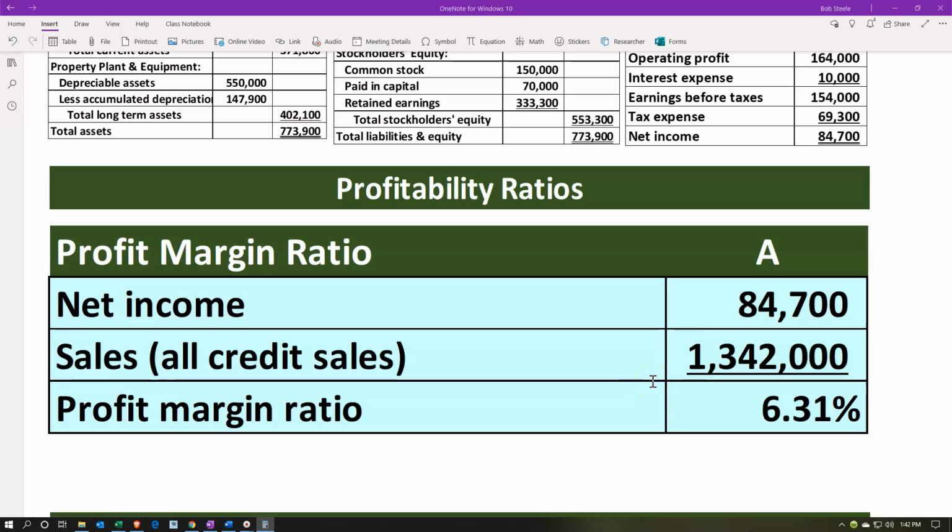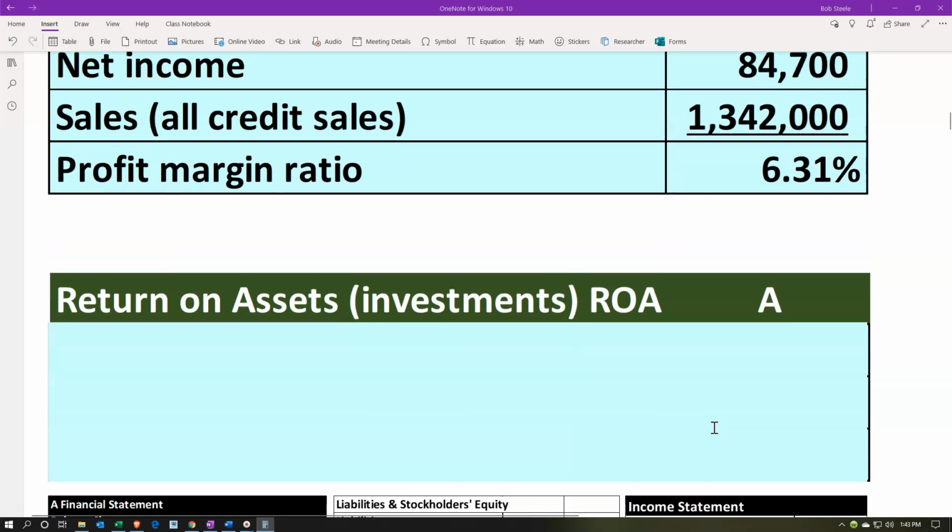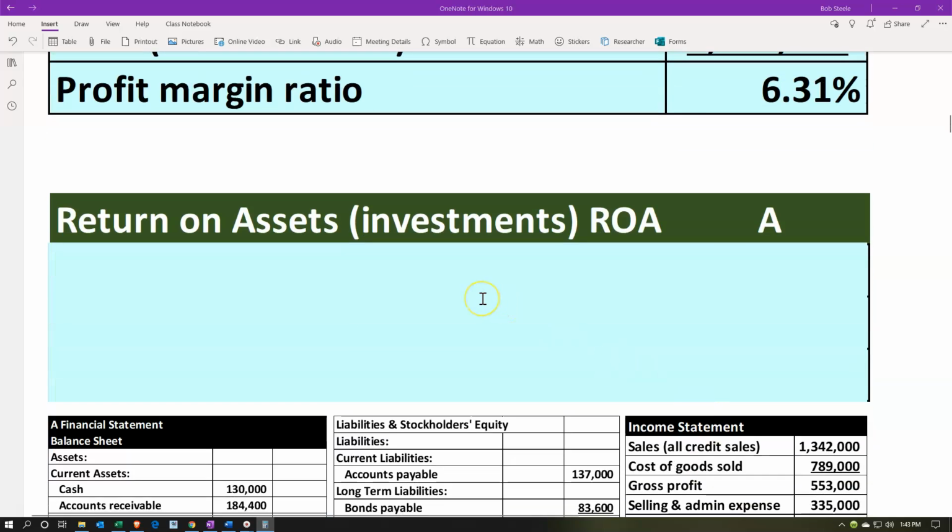Now, obviously, we would like this to go higher. If we can increase the profit margin while not decreasing the volume of sales, that would be great. The higher number would be better. Is 6.31 good? Depends on our past performance. Depends on the industry standard, both in terms of the actual number and in terms of the trend analysis we have had up until this point with relation to it.